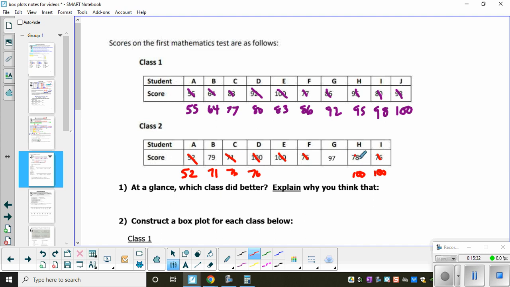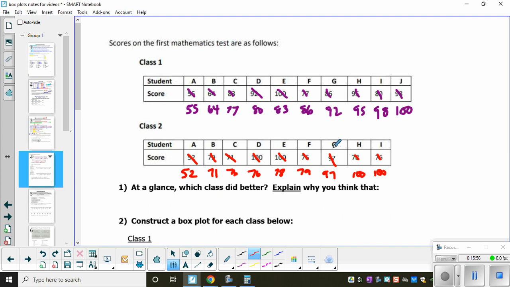We got a 78, a 79, and a 97. So we've got all of the grades organized from least to greatest to allow ourselves to kind of answer this first question at a glance: which class did better?